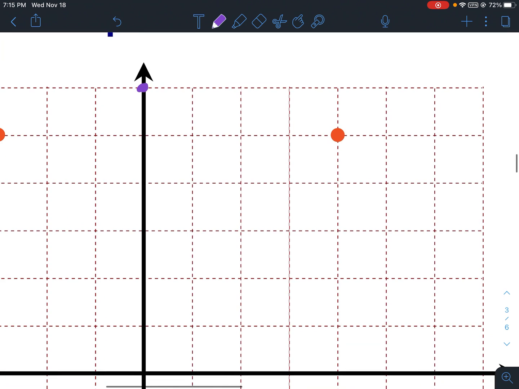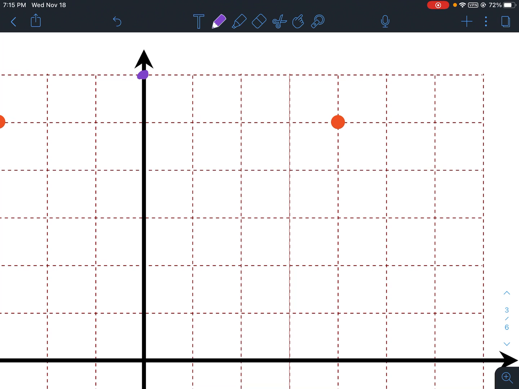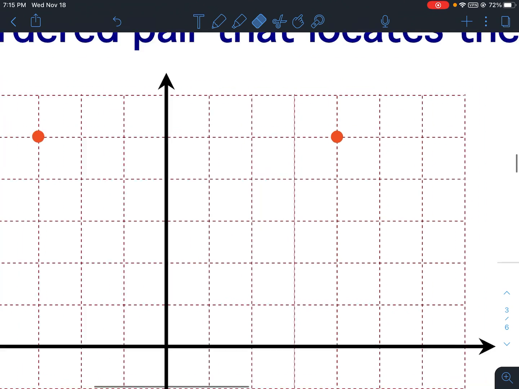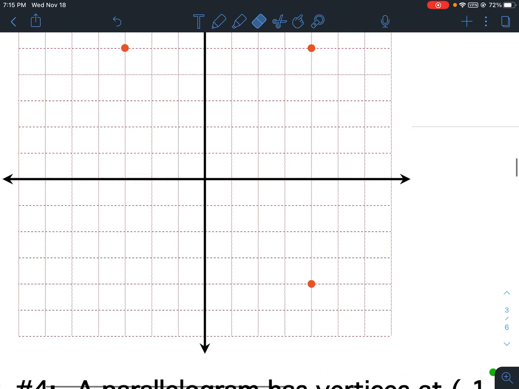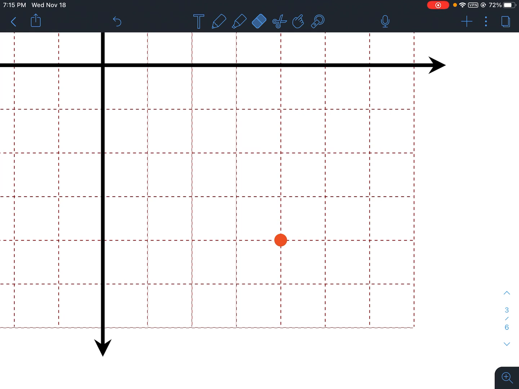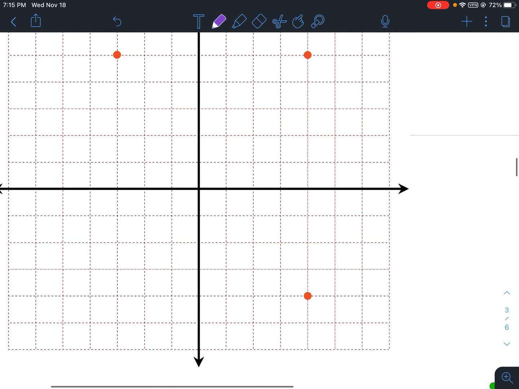And then this point over here is (4, 5). So I'll go over 4 and down 1 to check it. And the last point is down here. That is (4, -4). So I would maybe go from the corner here over 3 up 2 to check it. All right. Now those are 3 of the vertices.